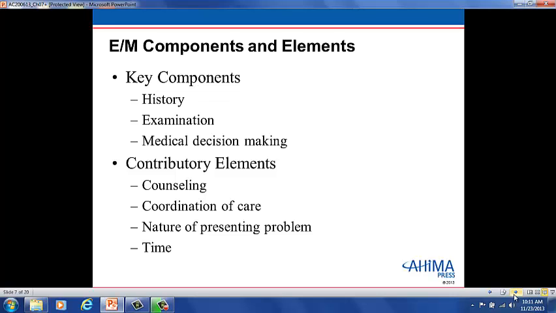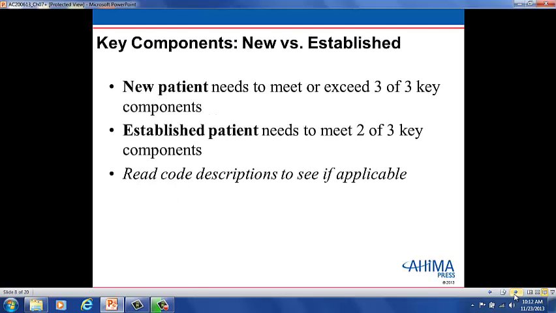The components and elements of an evaluation and management service. There are always three key components considered: a history of the patient, examination, and medical decision making. The contributing elements are counseling, coordination of care, nature of presenting problem, and time. So the key components of any visit would be the history, examination, and medical decision making of the physician or qualified healthcare professional.